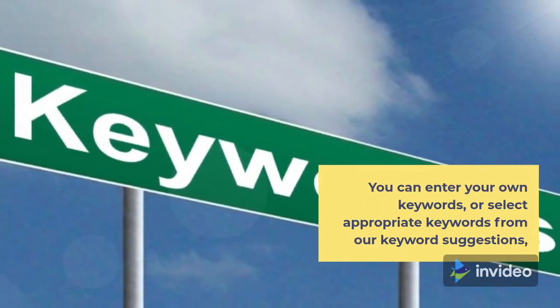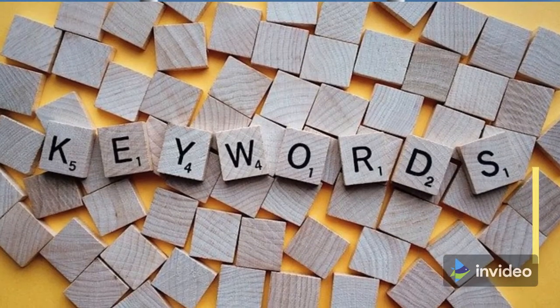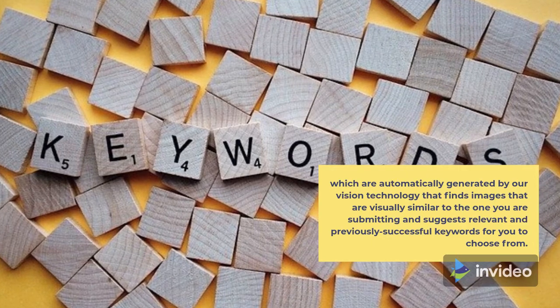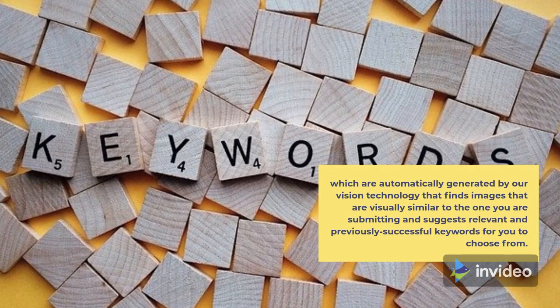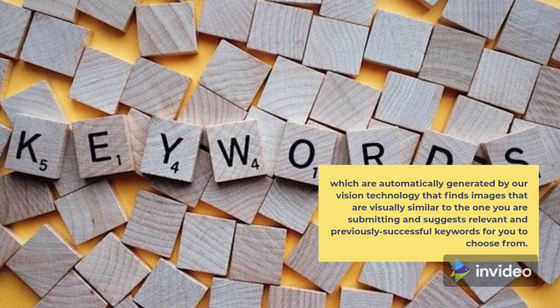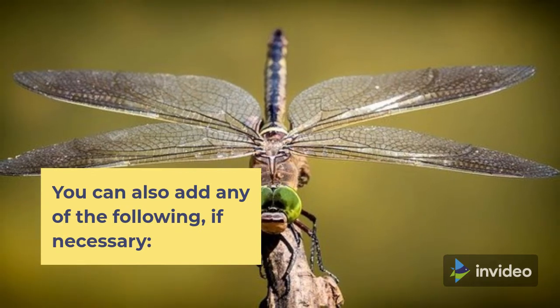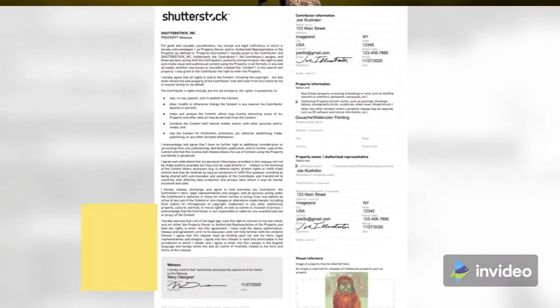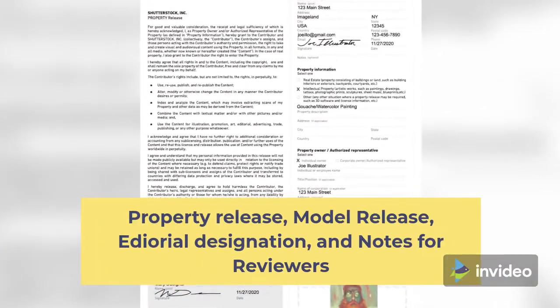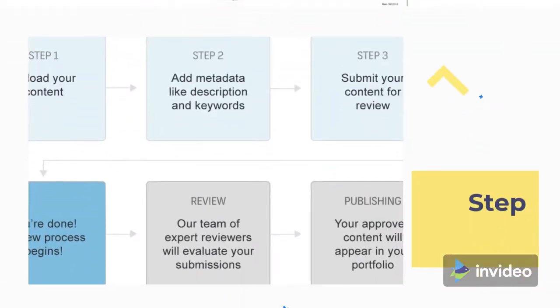You can enter your own keywords, or select appropriate keywords from our keyword suggestions, which are automatically generated by our vision technology that finds images that are visually similar to the one you are submitting and suggests relevant and previously successful keywords for you to choose from. You can also add any of the following, if necessary: property release, model release, editorial designation, and notes for reviewers.